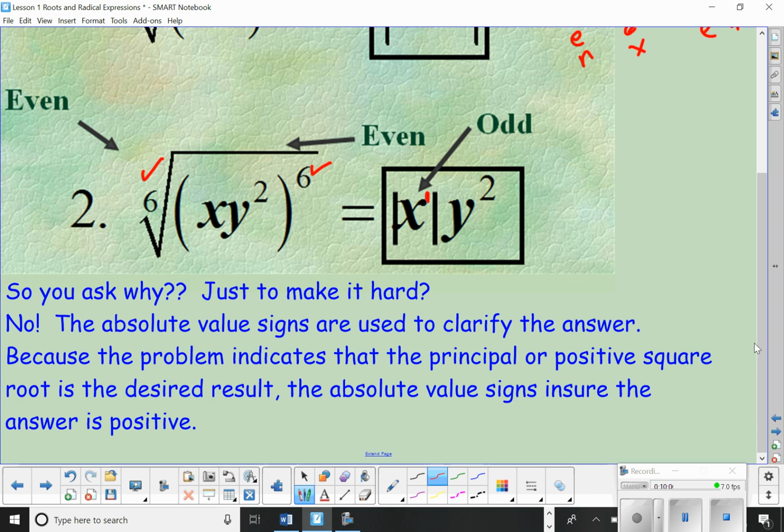It says inside here, x raised to the 6th power is always going to be positive. But if x is a negative number and I raise it to the 6th power, I still have a positive number, but this would be negative out here, and that would not give me the principal root. It's to make sure that I get the answer that I'm looking for.